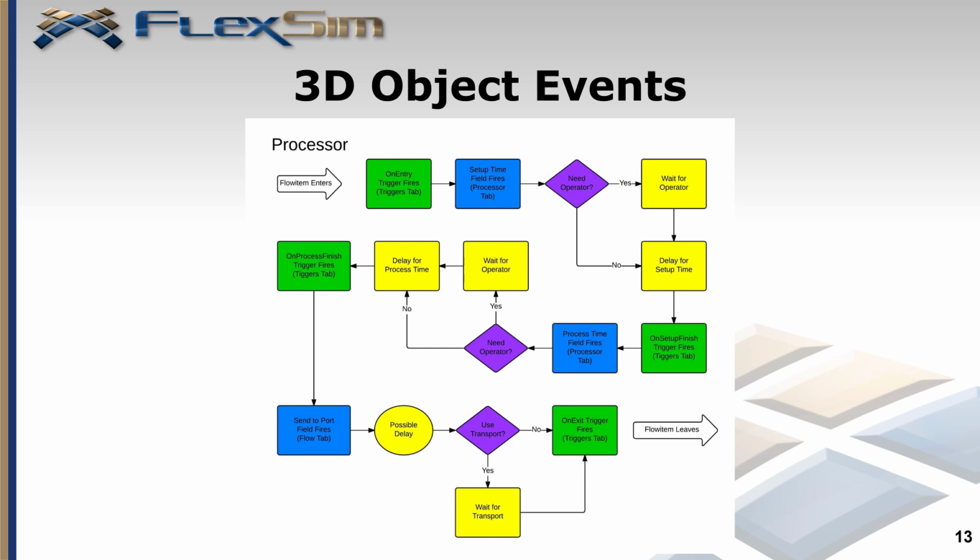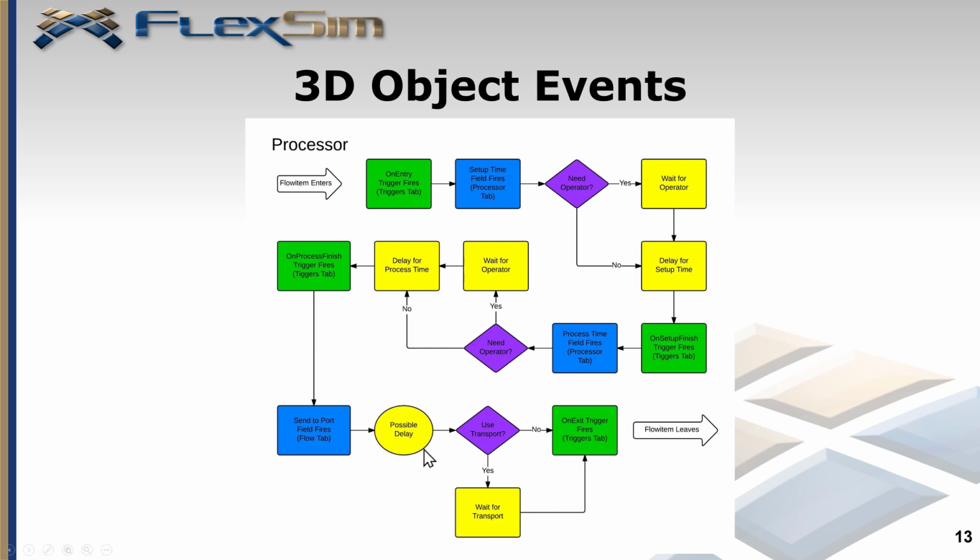Well, the process time field needs to fire to evaluate how long the process time will be for this particular item that just entered. And then, is an operator needed or not? Then we delay for the process time and possibly have to wait for an operator if an operator is needed. At the end of the process time, there's an onProcessFinish trigger that fires. Now it's time to evaluate where the flow item needs to go next, and this is done in that field called send to port. It fires, returns a port number to determine which of the output ports of this processor object a flow item will be sent to.